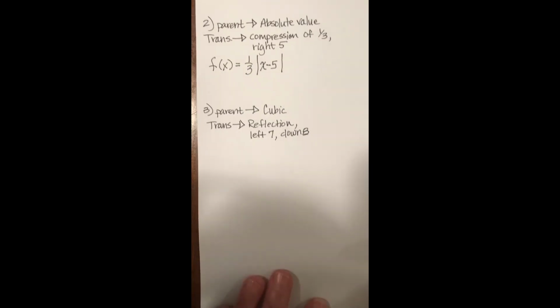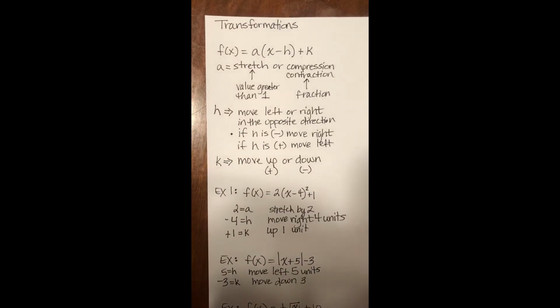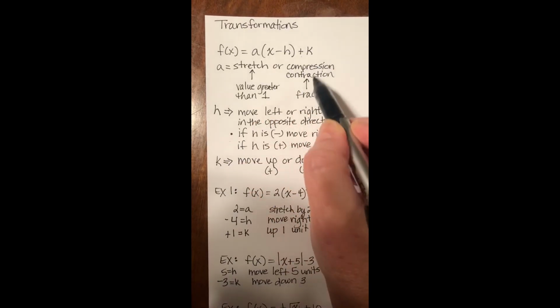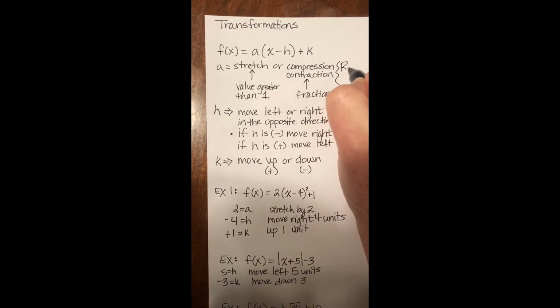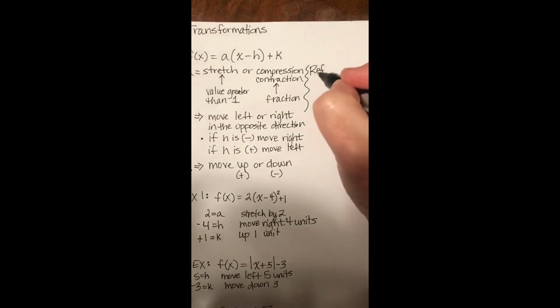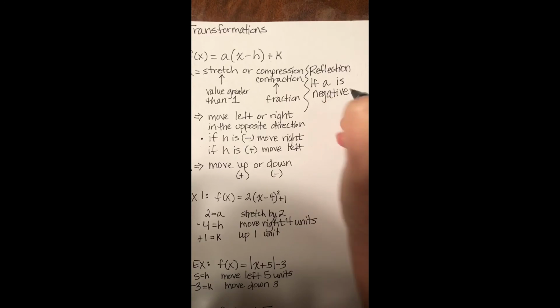The last one, and I forgot to mention reflection when I was talking about the values of your a's and x's and h's and k's. So I'm going to flip back over to the notes here. When I told you about a, it's a stretch or a compression or a contraction, but a also tells you whether or not you have a reflection. So if a is negative, then you also have the transformation called reflection.